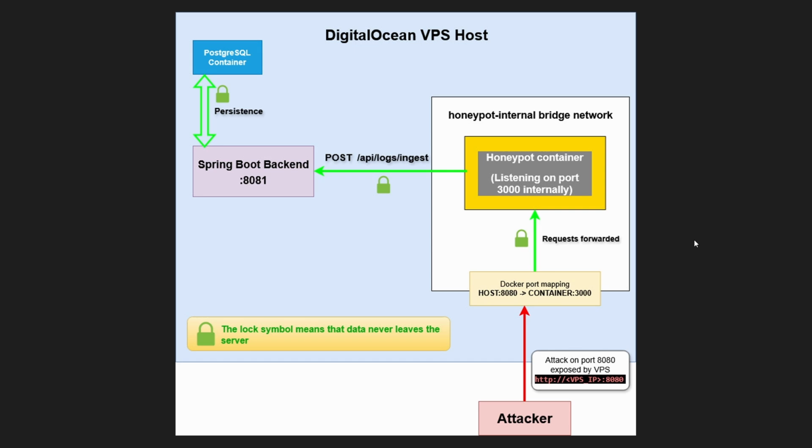The first one is that the honeypot container only talks to the backend over an isolated Docker bridge network. So the logging endpoint is never exposed to the internet. As you can see here, the logging endpoint only talks to the honeypot containers. So the only port that's exposed to the internet is the honeypot's port.